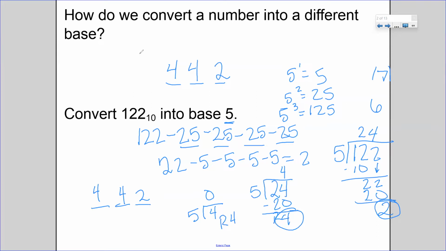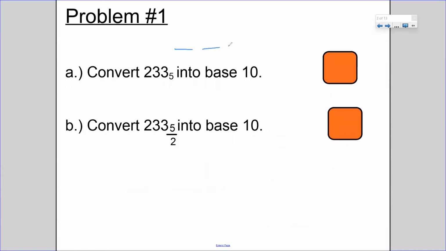So let's try a couple problems with that. Taking these numbers, I want you to try to do the reverse, thinking about what this looks like with our place value. So thinking about the third digit spot being groups of 5 squared, then 5 to the first, and 5 to the 0. Try these 2 problems out, pause the video, and come back to it.